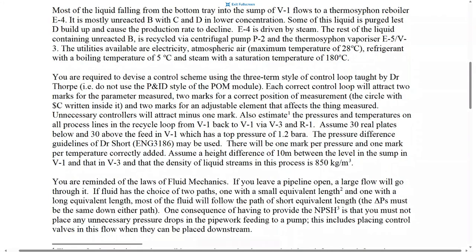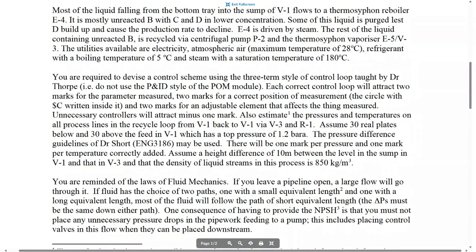punish them. Also estimate the pressures and temperatures on all process lines in the recycle loop from V1 back to V1 via V3 and R1. Also assume 30 real plates below and 30 above the feed in V1, which has a pressure drop of 1.2 bar. As well as the pressure difference guidelines of delta P may be used. Okay, just ignore that as well. There will be 1 mark per pressure and 1 mark per temperature correctly added.